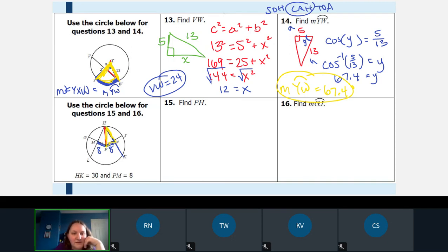All right, here's that right triangle, a little bigger. We know this is 8. There's your right angle. We're looking for pH, so let's call that X. What's the length of this leg? Oh, what's the length of HN? 15. Very good. They told us that HK was 30. And so since it's being cut in half, this piece right here, this leg is 15. Very good.